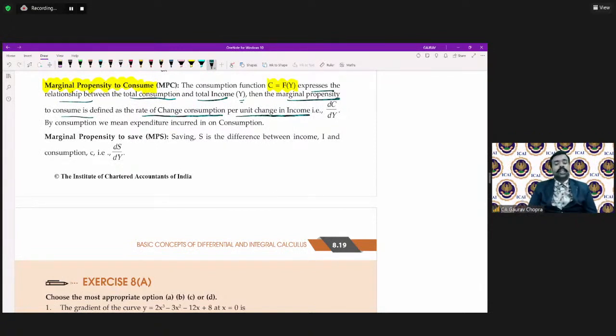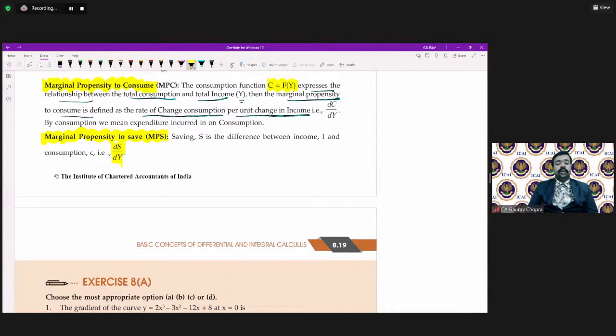So for calculation of this also we can use the derivative, that is dC by dY. dC is the change in consumption divided by dY, the change in income. So we have to find the derivative with respect to change in income. Similarly, it is for MPS, marginal propensity to save. Savings is also dependent on income. So we have to calculate dS by dY, the derivative of savings with respect to income.